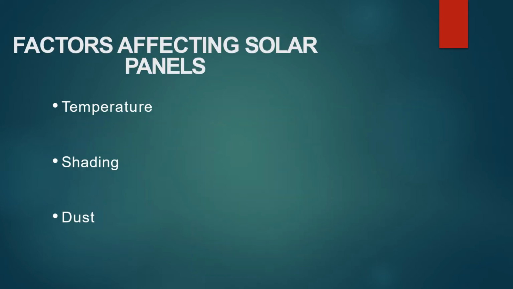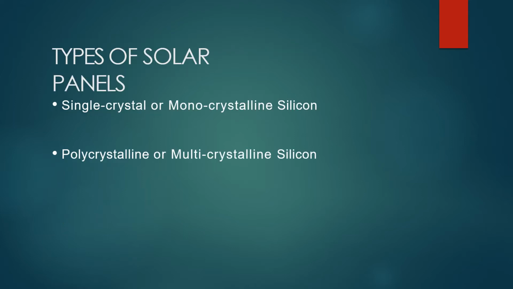The factors affecting solar panels are temperature and shading, and the types of solar panels are single crystal or monocrystalline silicon, and polycrystalline or multicrystalline silicon. Both mono and poly solar panels serve the same function. They capture solar energy from the sun and turn it into electricity. They are both made from silicon, which is used for solar panels because it's an abundant, very durable element.